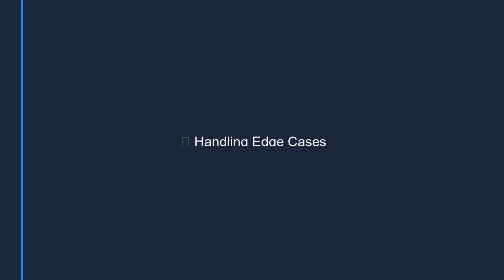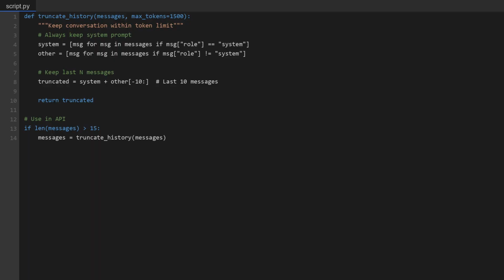Handling edge cases. Long conversations will eventually exceed your model's context window, and when that happens without handling, you'll get either a crash or silently degraded output. The truncate_history function solves this with a straightforward strategy. Always keep system prompts intact. They define the model's behavior and must never be dropped.